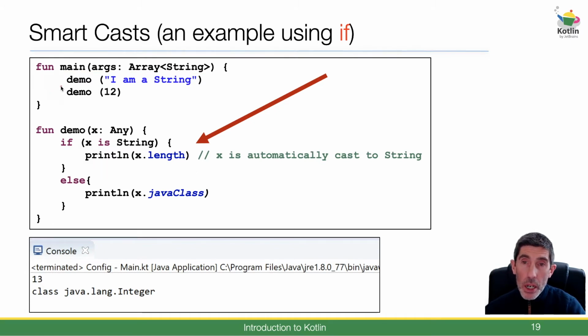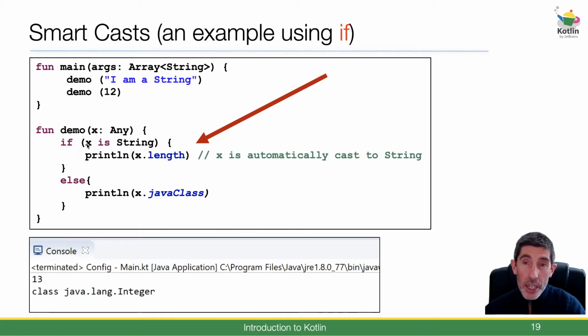The second example there, we're saying demo 12, so a number comes in. Otherwise, we just print out the class itself. So the result is a value of 13, again the length of the string. When it's a number, we get the java.lang.Integer class reference being displayed. But the interesting point here is that with the number, it doesn't crash your application. If this was in Java, there would be a lot of extra checks you would have to do.